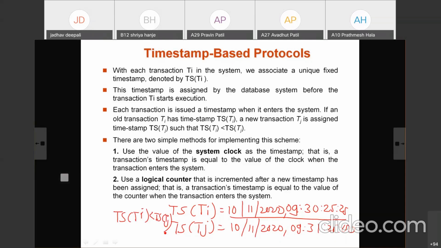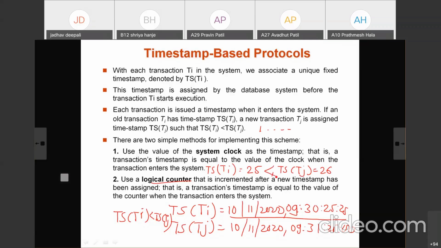If a new transaction TJ enters after it, it gets a new timestamp. Suppose it enters the system on 10/11/2020 at 31:25:00. Which is smaller? In that case, the old one, TS(TI), is always less than TS(TJ). Is it clear to everyone?